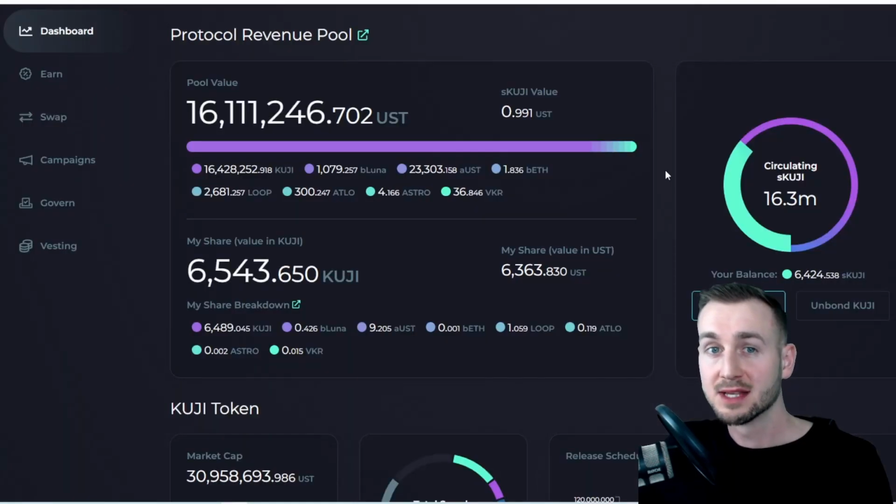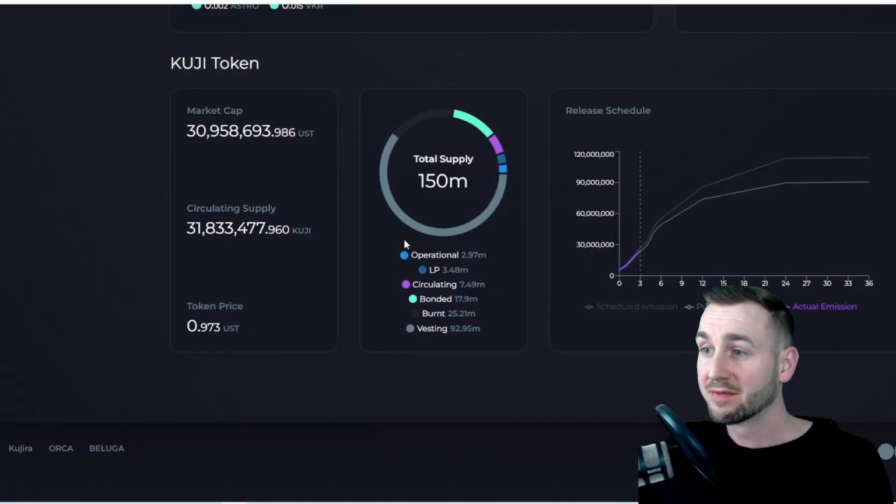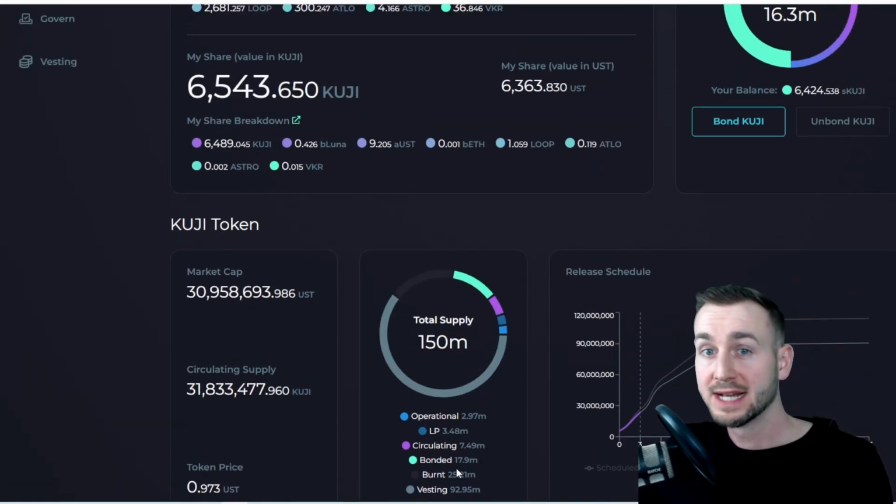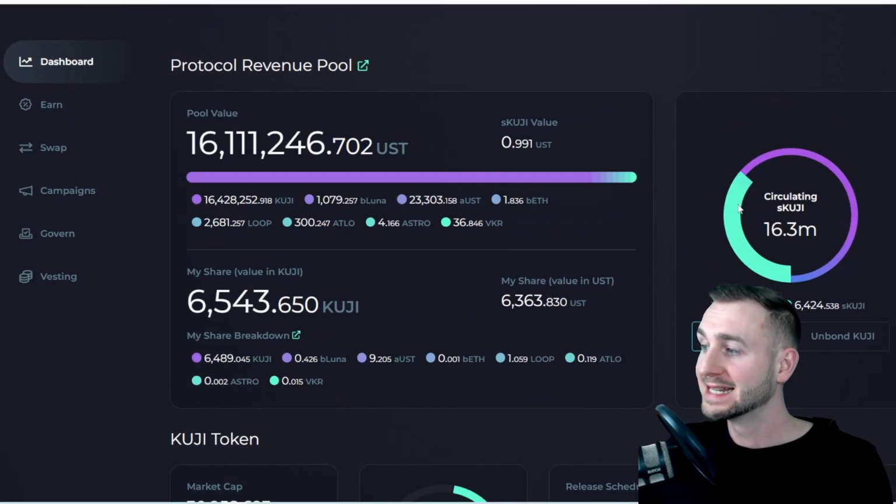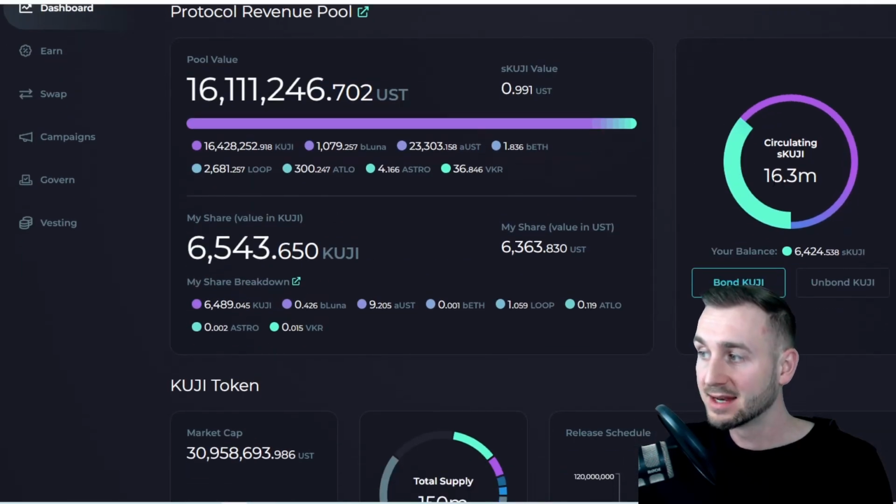So this new mechanism took place from the 1st of March, just yesterday, and you can already see a lot has started to be staked. And if you scroll down, you can see that from the current circulating supply of Kuji, around 31 million tokens, a lot of these have already been bonded, 17.9 million, and created 16.3 million SKuji.